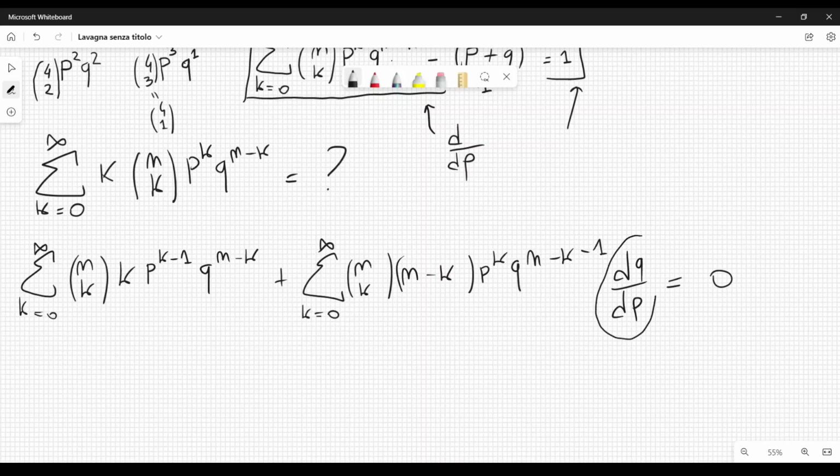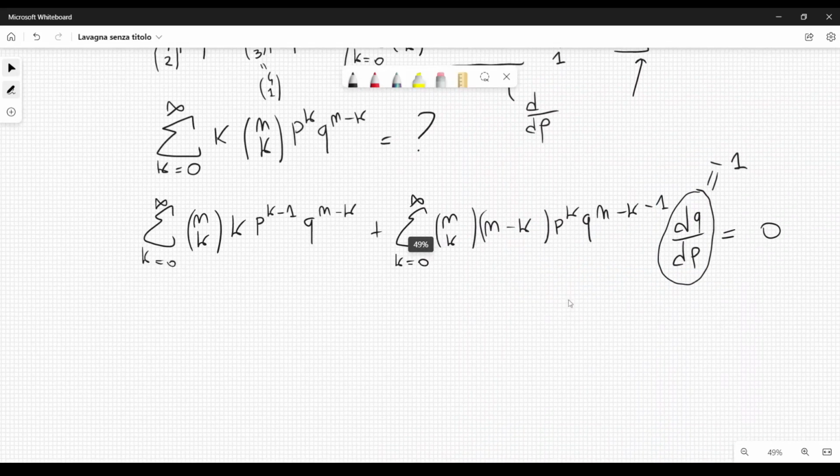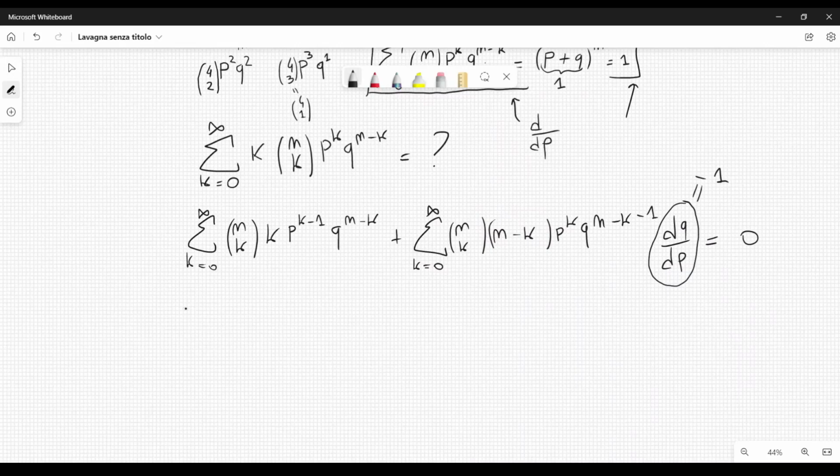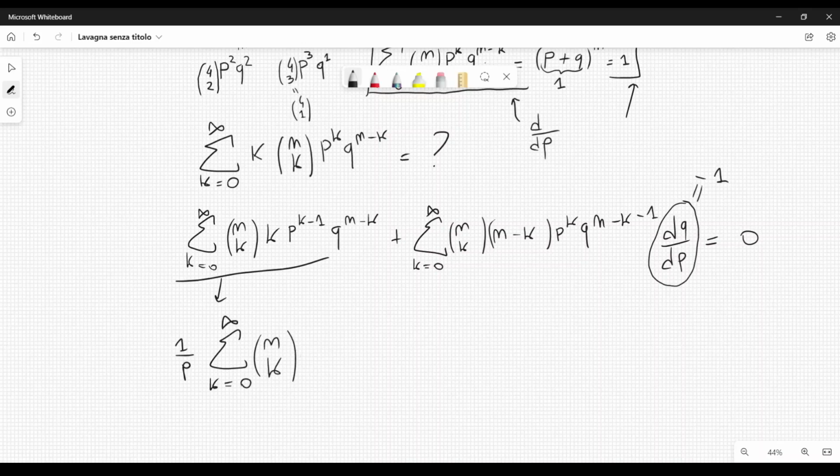And what is the derivative of q with respect to p? This is just minus 1, because q is equal to 1 minus p. And therefore, I can rewrite these expressions like this. This first one I can rewrite as 1 over p, which comes from this minus 1 here, times the sum from k equal to 0 to infinity of n choose k times k, p to the k, q to the n minus k, which is exactly what I want to derive. I want to derive a formula for this expression.